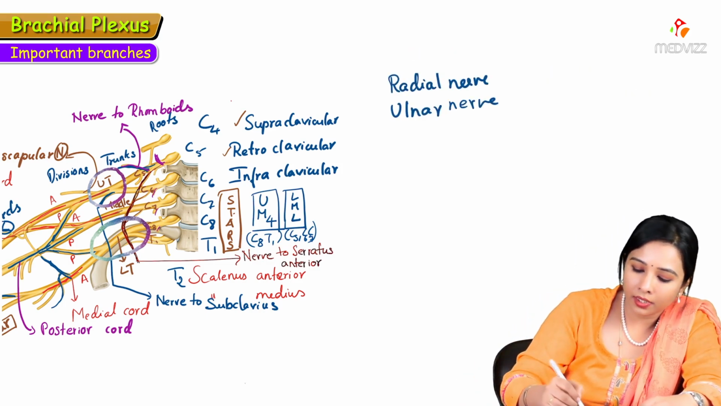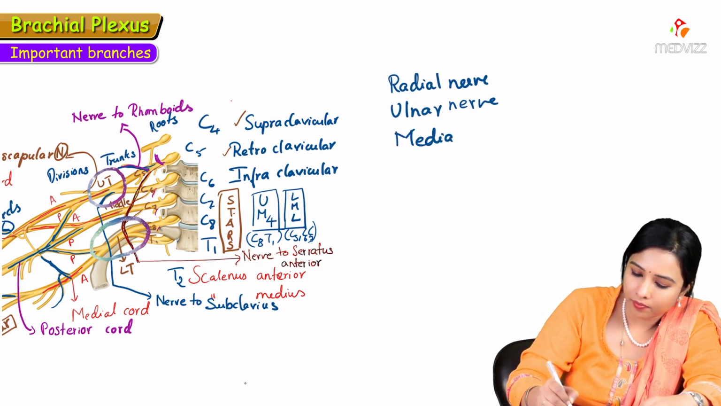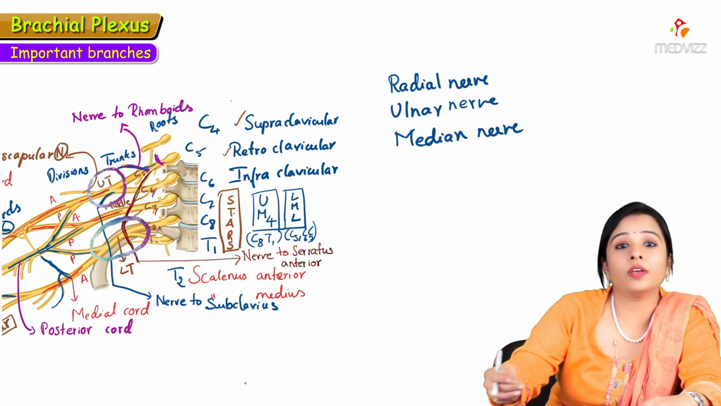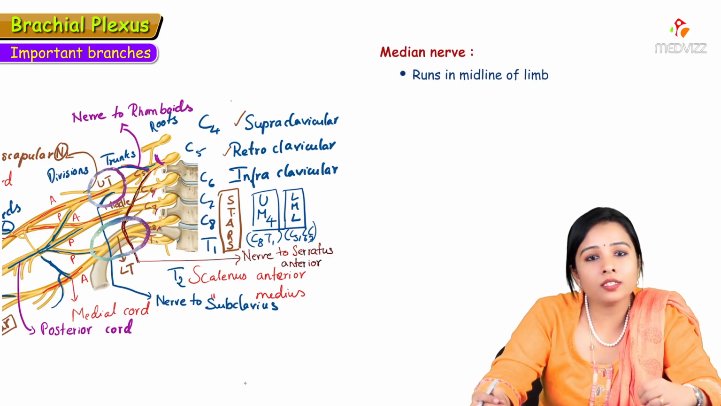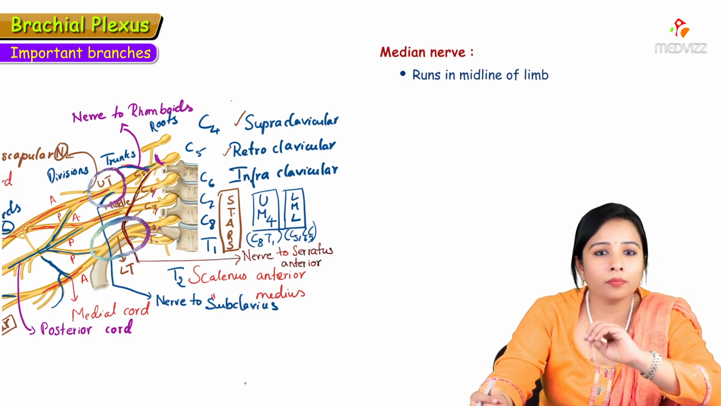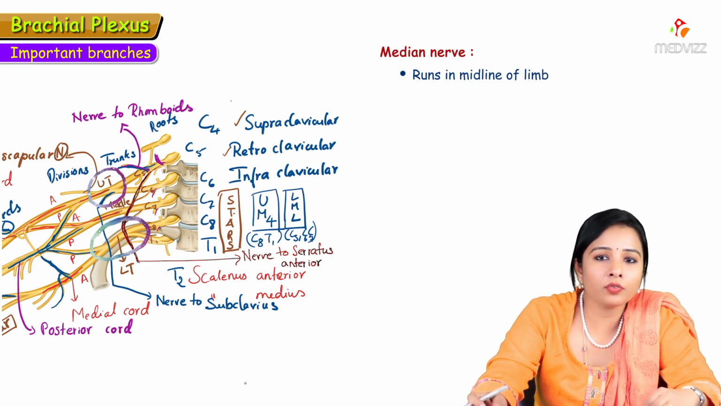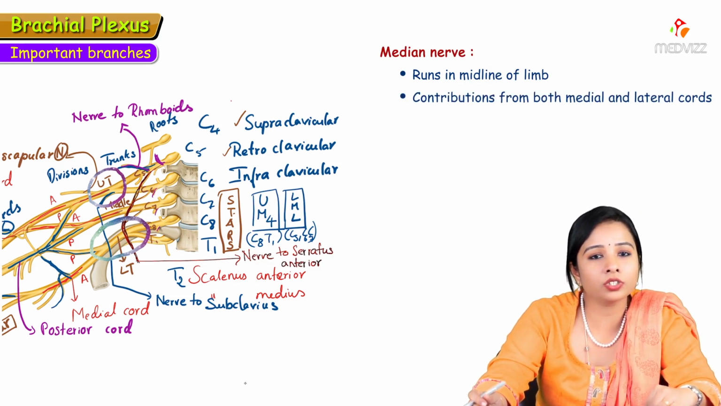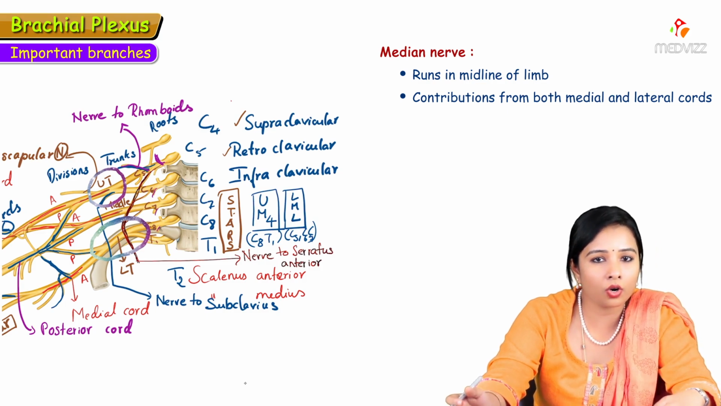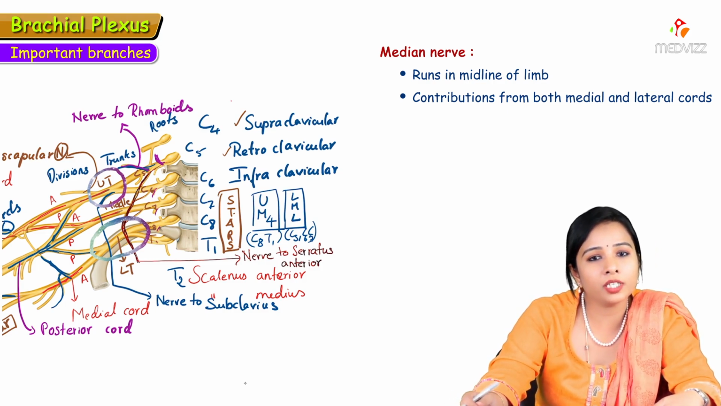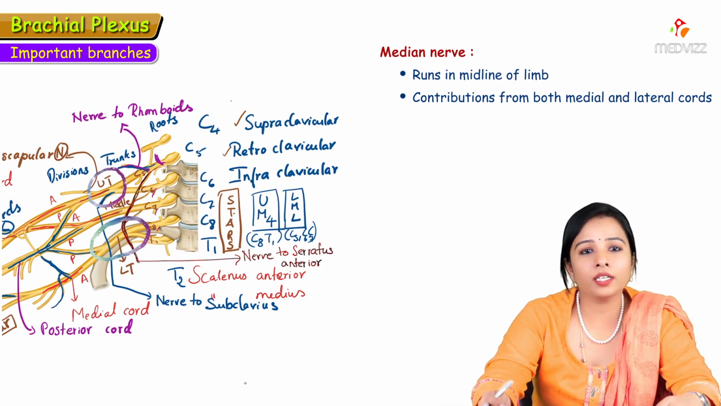Next, the median nerve. This is also a very important nerve. It runs in the midline. Median means in the median plane, in the center of the upper limb. It runs in the midline of the upper limb and has contributions from both the medial and lateral cords of the brachial plexus as medial root and lateral root. Both roots join to form the median nerve.